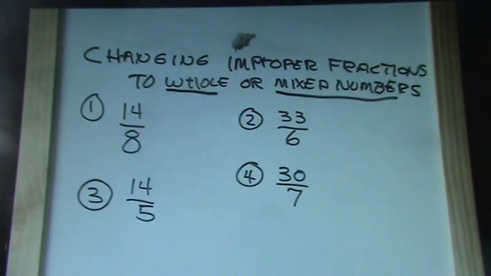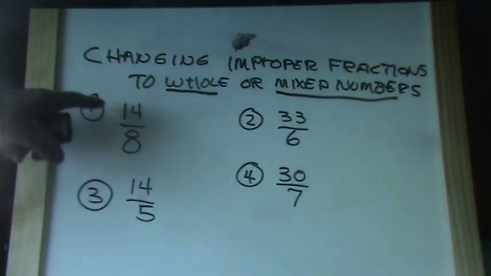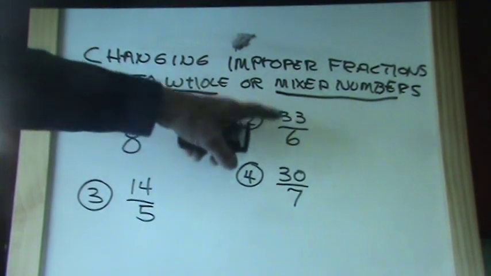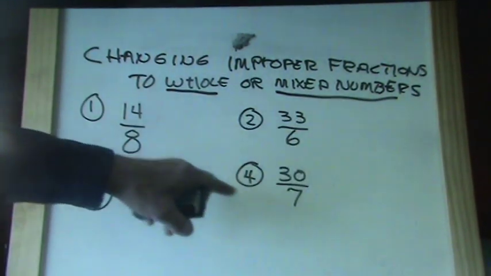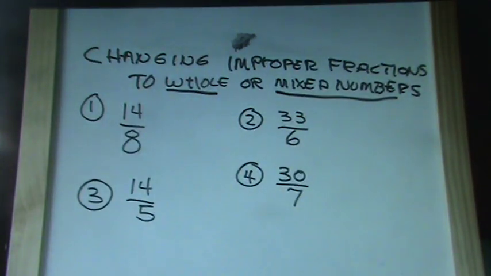Okay, here are some problems for you. Number 1, 14/8. Number 2, 33/6. Number 3, 14/5. Number 4, 37. Put the DVD on pause and in your notebook work those problems, and then turn the DVD back on again and we'll go over them. All right, let's see how we did here.